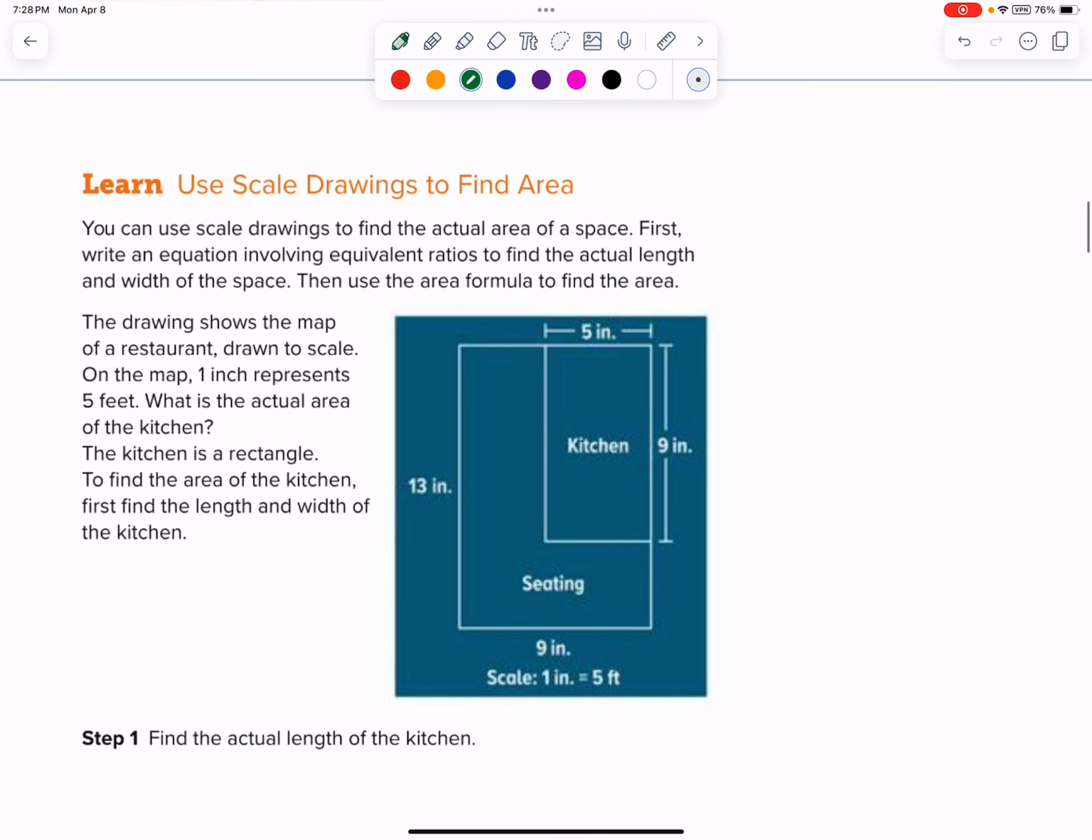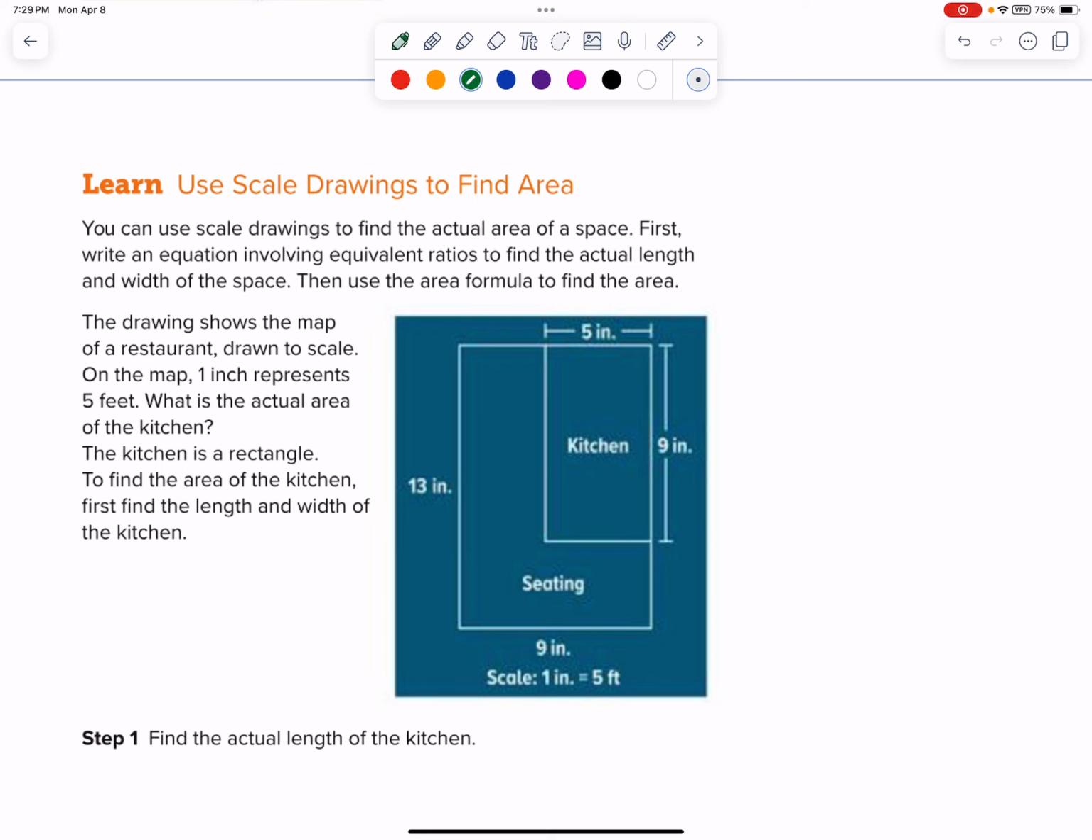All right, now let's use scale drawings to find the area. Blueprints are really common places where you'll see this kind of stuff. This is a good example of one that you're going to see on the test. You're going to have to look at a blueprint and calculate the actual area. Okay, so this drawing shows the map of a restaurant drawn to scale.